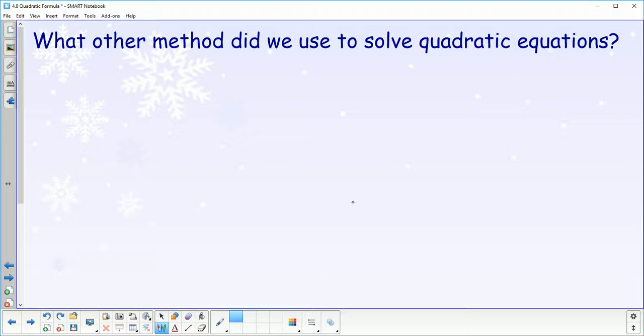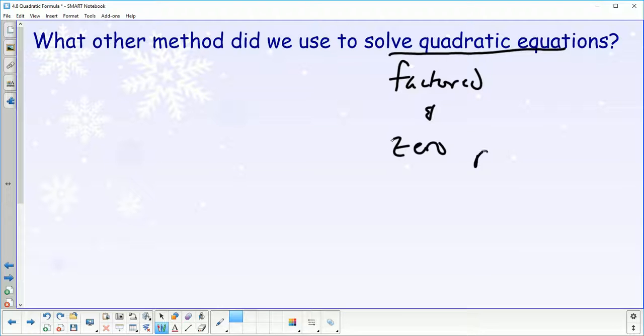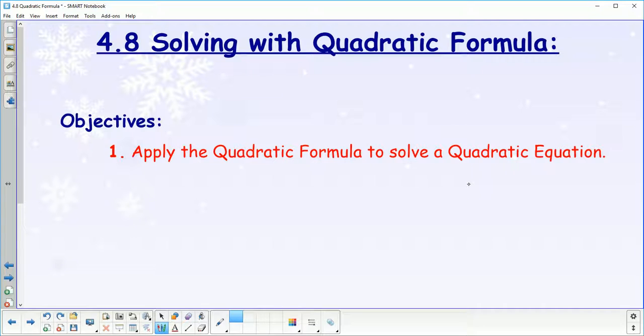Okay, and just a quick reminder, that was one way we solved a quadratic equation. Another way that we solved quadratic equations, remember, we factored, and then we used the zero product property. So we've talked now about two ways that we have solved quadratic equations. We've done the quadratic formula, which was today's video, and we also have talked about factoring and the zero product property.